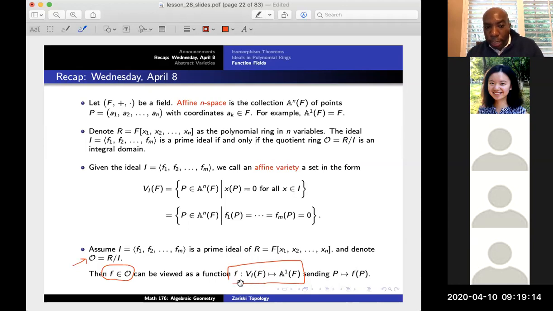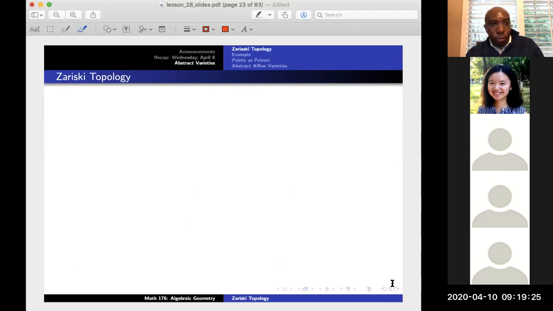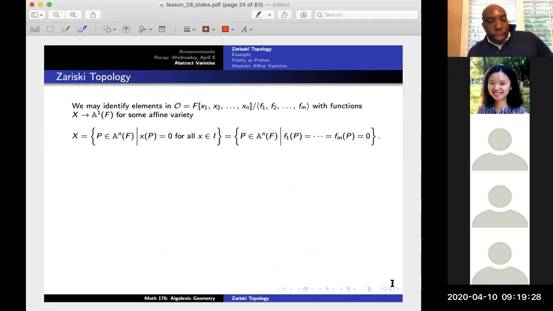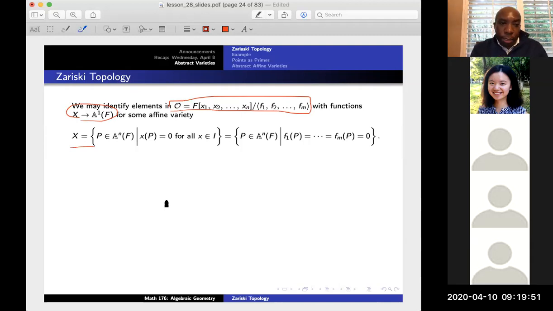But still we have our variety. We still know what an affine variety means. It's a set of points. And so I can just evaluate now at these points. Okay. So to kind of step back a little bit, we know that we can identify elements in this quotient ring. All right, so here we have the polynomial ring, modulo our ideal, with functions. Where now let's focus on this affine variety. All right, so again, this is what we just said, that we can identify elements in the quotient ring here with functions in this variety.